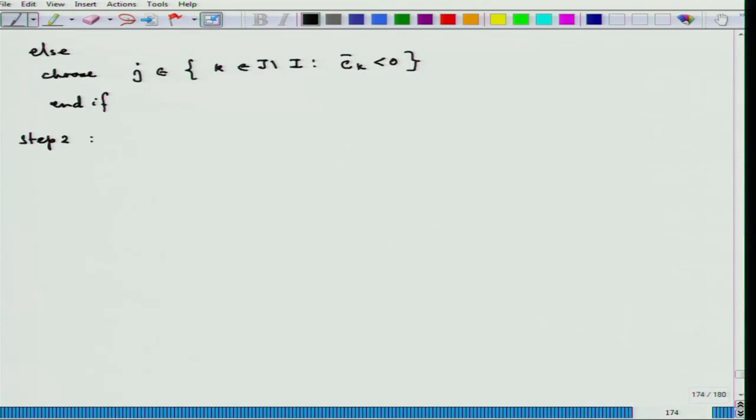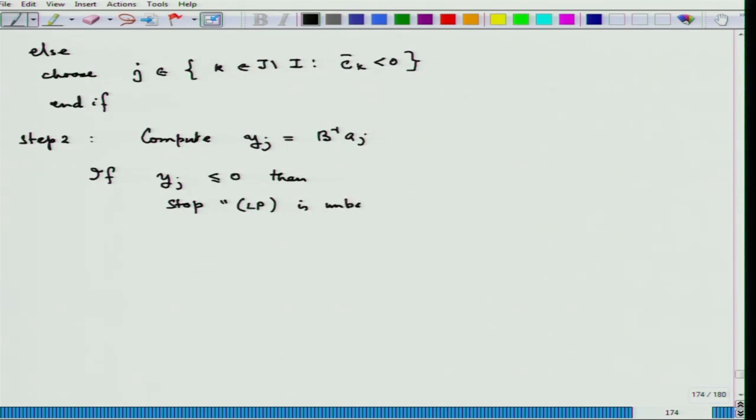Step 2, compute. This is also very important to know. You have chosen the j, what is this? It is an if-then-else loop basically. If no positive entry exists, then stop, the LP is unbounded. This we have already proved. Else, if this does not happen, then compute theta, which is the minimum, you know how to do it.